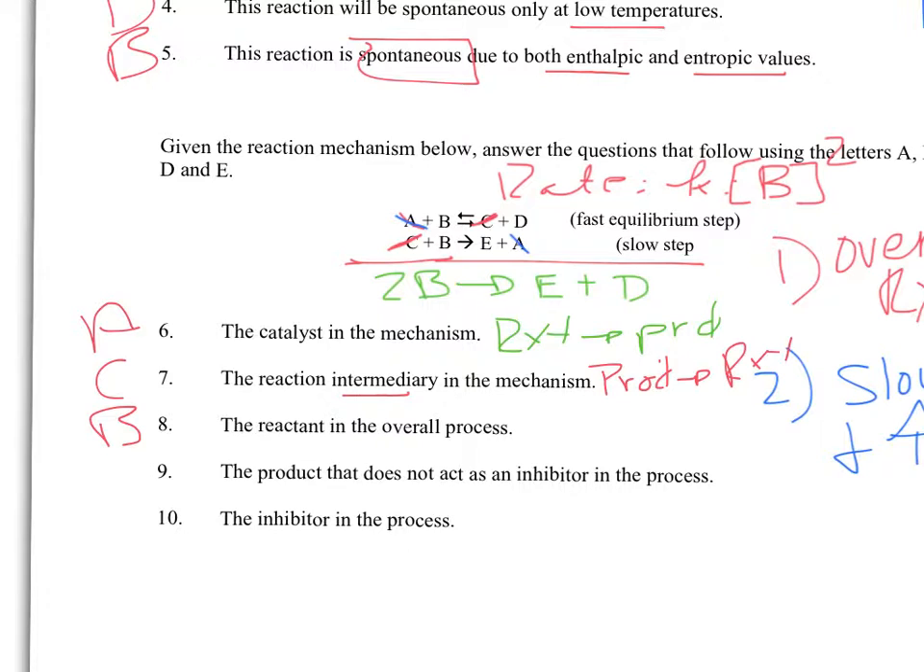The product that does not act as an inhibitor in the process. This is a good question. What is it saying there? Which one is not the slow? Because what does an inhibitor mean? It slows it down. So which one of those is not the slow inhibitor? It is D. Very good. And the inhibitor in the process is always the slow step.